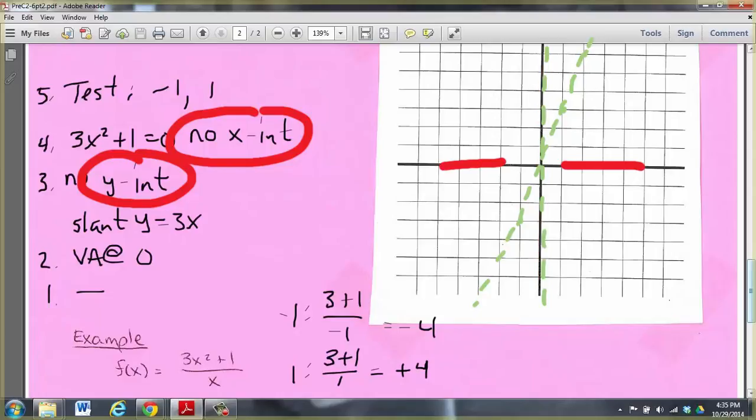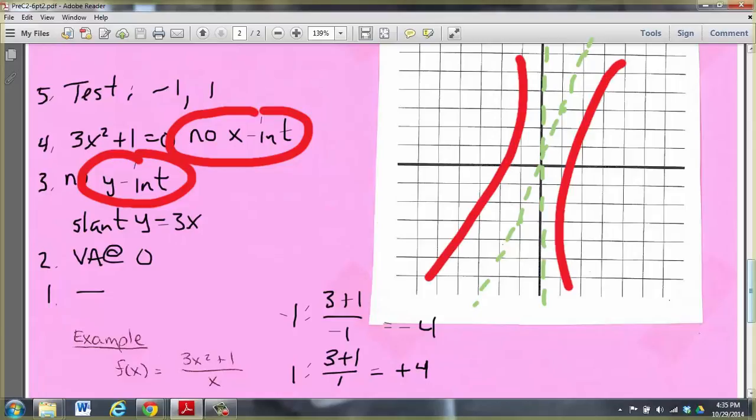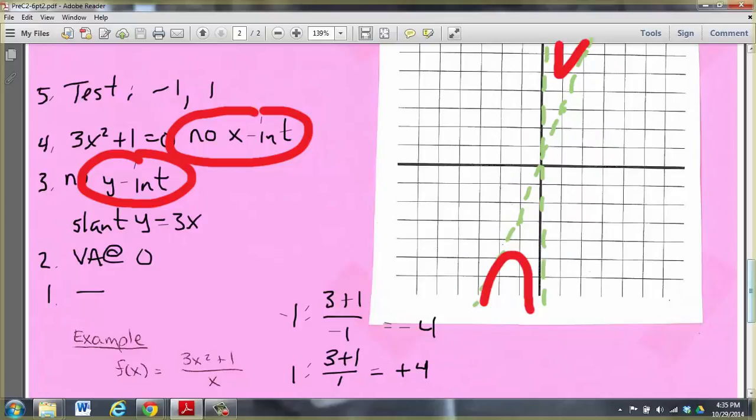Furthermore, we have two possibilities for this graph. It either looks like this, in which case it crosses the x-axis, which we know doesn't happen, or it's going to look like this. And notice in those cases it doesn't cross the y-axis or the x-axis. So that's where it's going to be. We have two test points, -1, -4 right there, and +1, +4 right there. I missed it a little bit, but that's alright. We know what it looked like.